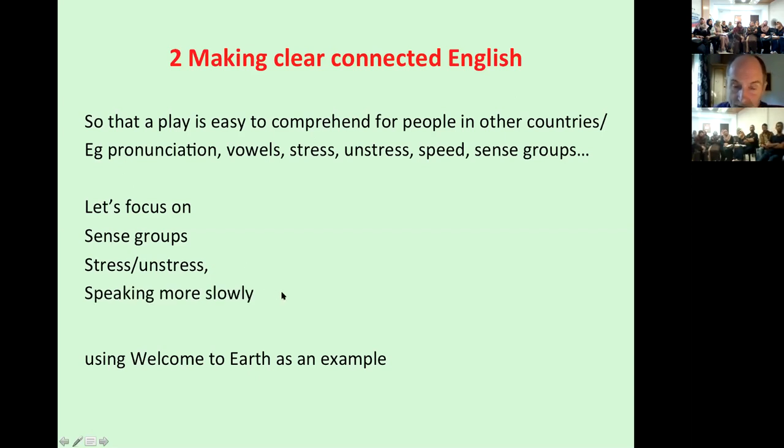Here's a third factor to bear in mind. Always useful, always useful: just speak more slowly. Kind of, yeah. I don't know why we always forget, in our own language or in a foreign language. Somehow it's easy to lose something of the feeling when we speak so quickly, and especially in the foreign language. And linked to this is pausing. So we're just going to look at those four ideas now, and we'll take Welcome to Earth as an example.